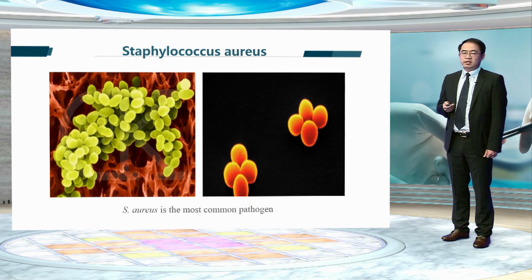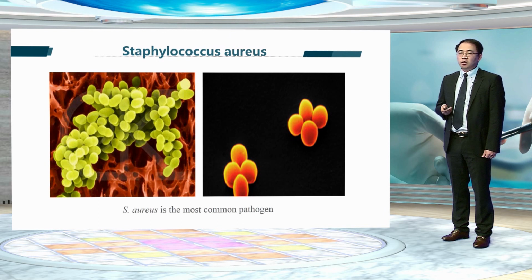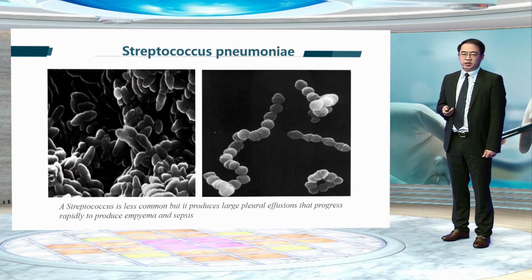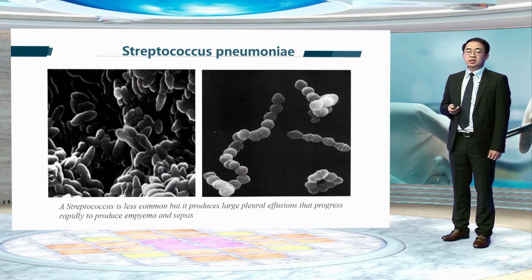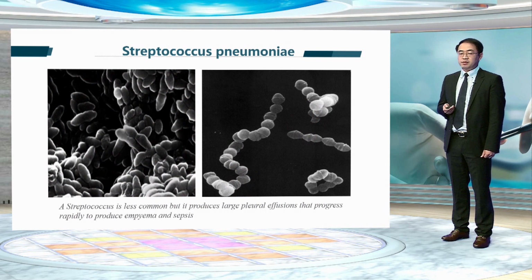Staphylococcus aureus is the most common pathogen. It's also another key point you should remember. Streptococcus pneumoniae is less common, but it produces a large pleural effusion that progresses rapidly to produce empyema and sepsis.